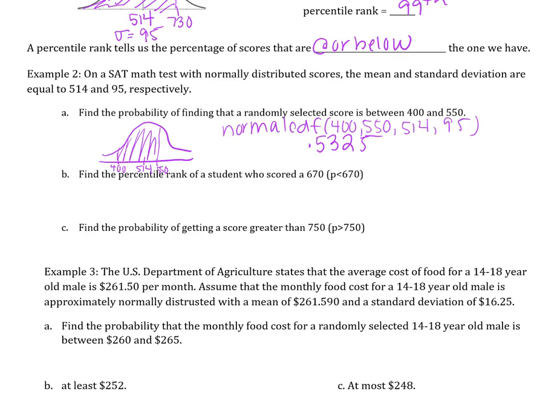Find the percentile rank of somebody who scored less than a 670. So that's going to be very similar to what we did up above, where we found the percentile rank as negative infinity to 670. So my low bound would be negative infinity, upper bound would be 670, and then we're going to do the same mean, same standard deviation.